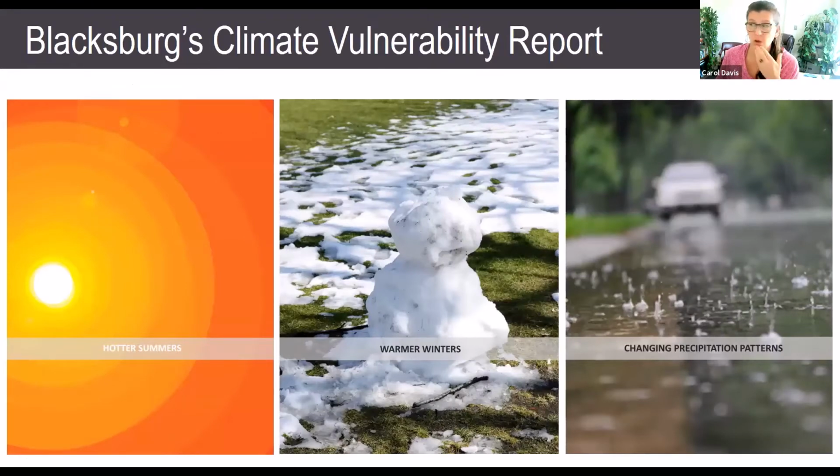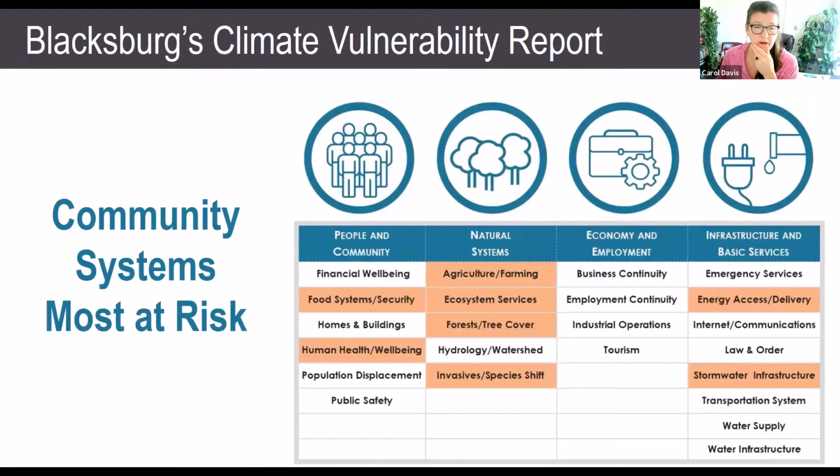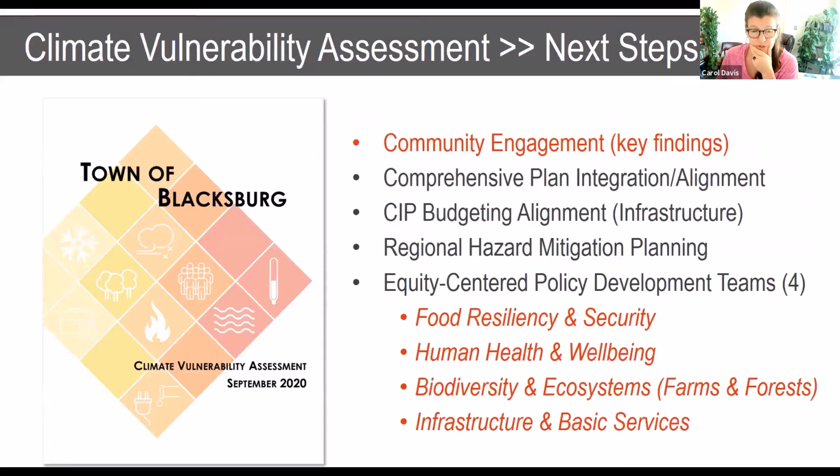So across the whole climate vulnerability report, where we have landed is these were the things that rose to the top time and again, whether it was hotter summers, warmer winters, changing precipitation. These were kind of medium to high level risk across all three of those. So this is really where we're focusing our efforts going forward. So next steps. This is part of it. I'm engaging the community on the key findings of this report.